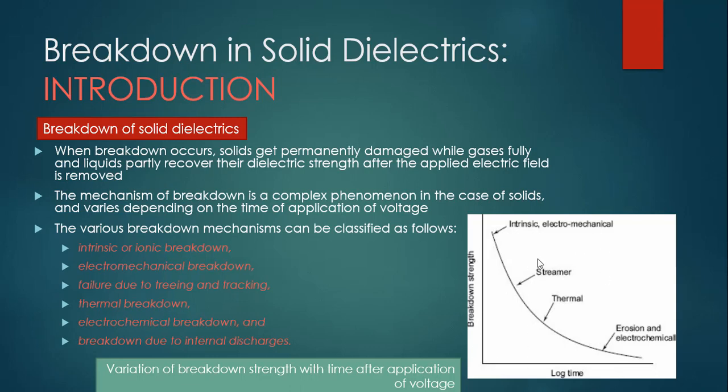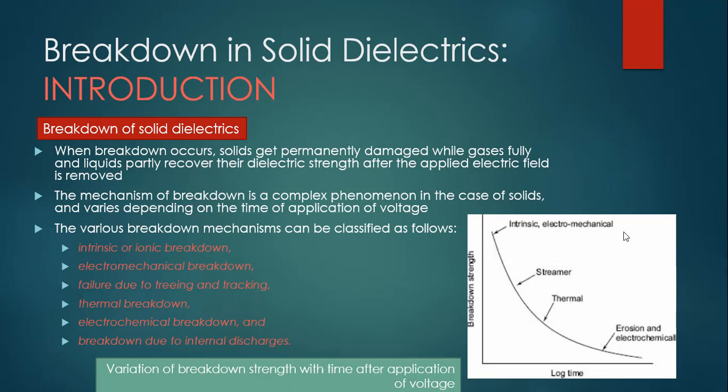In this graph we can see the variation of breakdown strength with the time after the application of voltage. The breakdown strength is high for the intrinsic and electromechanical mechanisms. For the streamer and thermal it slowly reduces, down to erosion and electrochemical. So the strength drops as the time increases, and at the end the breakdown strength decreases due to erosion and electrochemical processes.